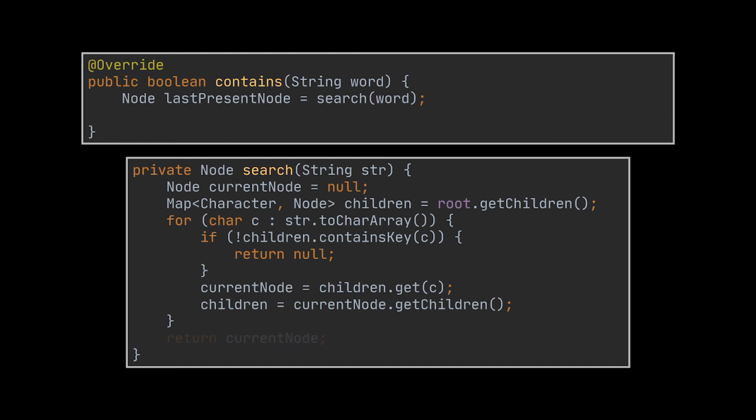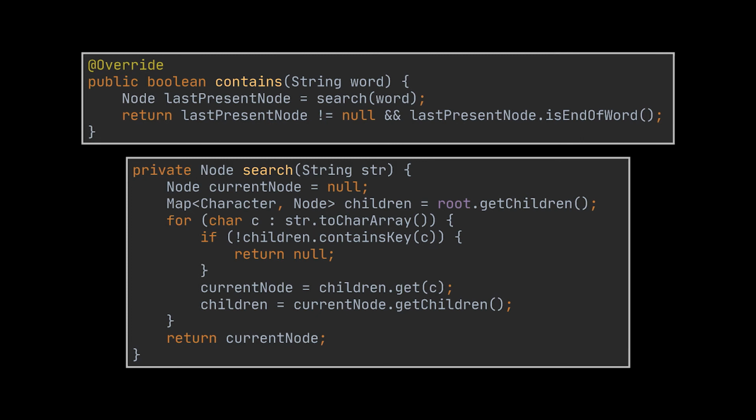And on the other hand, if we do find a match for our string, what we are going to do is return the last node corresponding to this match. Now back to our contains method, where we will check if the returned node is not null, of course, and if it is not, we will check if it is marked by an end of word, because if it is, then the word passed to the method indeed exists in our tree.